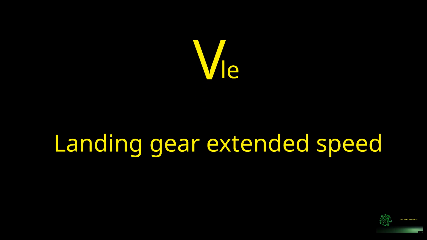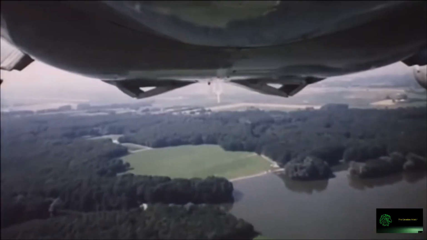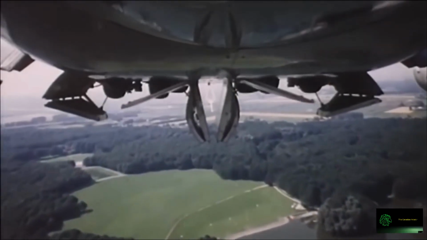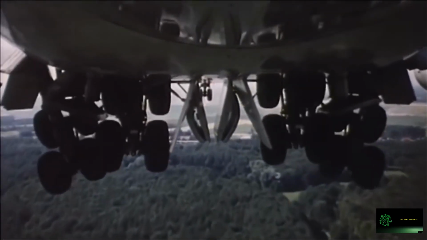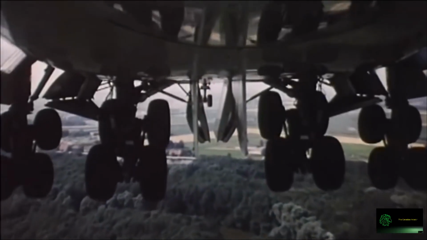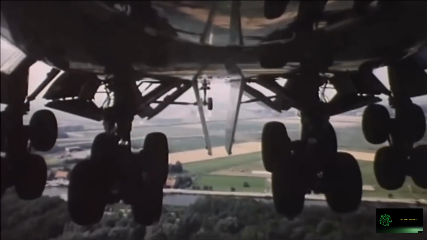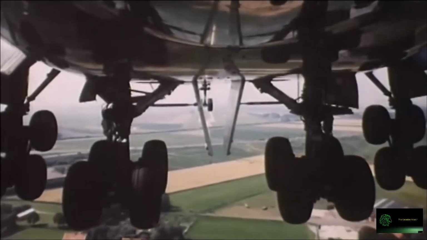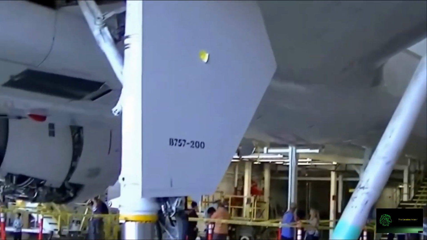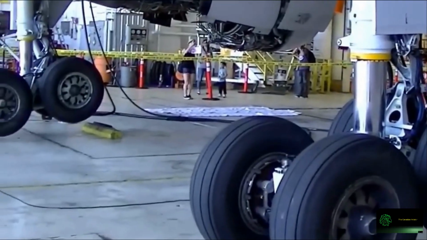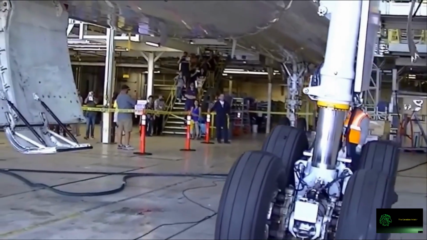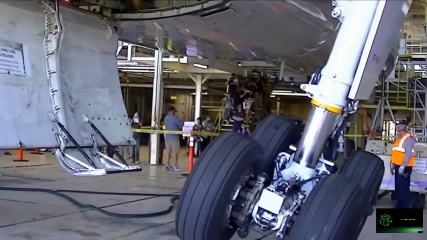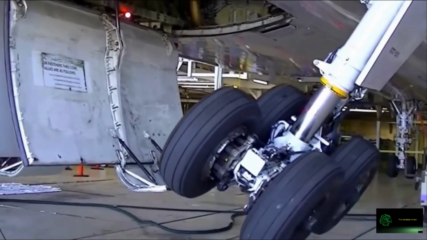VLE, landing gear extended speed. VLE is the maximum speed at which the aircraft can safely fly with landing gear extended. Flying above VLE with the gear down can cause structural damage to the landing gear or its supporting structure due to excessive aerodynamic loads. VLE is published in the aircraft's flight manual and may be shown on the airspeed indicator as a limitation depending on the aircraft type.